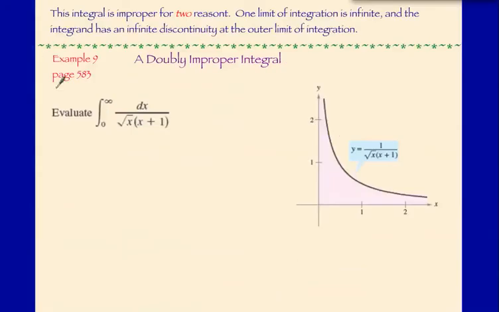All right, last example. This integral is improper for 2 reasons. One limit of integration is infinite, and the integrand has an infinite discontinuity at the outer limit of integration. Approaching 0 from the right, we have a problem because there's going to be an asymptote there. And of course we have infinity as the upper endpoint of integration, which cannot be done. So we're going to have to be very careful about evaluating this improper integral as well.